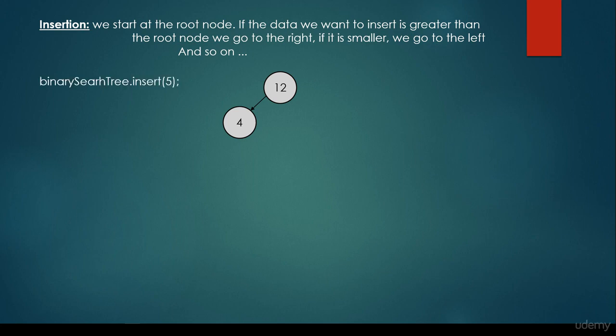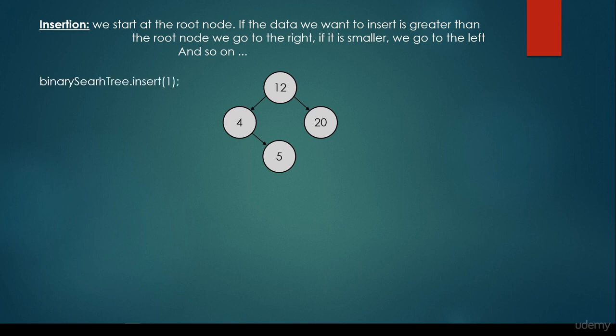Okay, what about the 5? We come to the conclusion that it is smaller than the root node, so we go to the left. But it's greater than the 4, so we go to the right. But the 4 doesn't have any right child, so we insert this 5 to be the right child of 4. What if we would like to insert 20? It's greater than 12, so we go to the right, but because 12 doesn't have any right child, the 20 is going to be its right child.